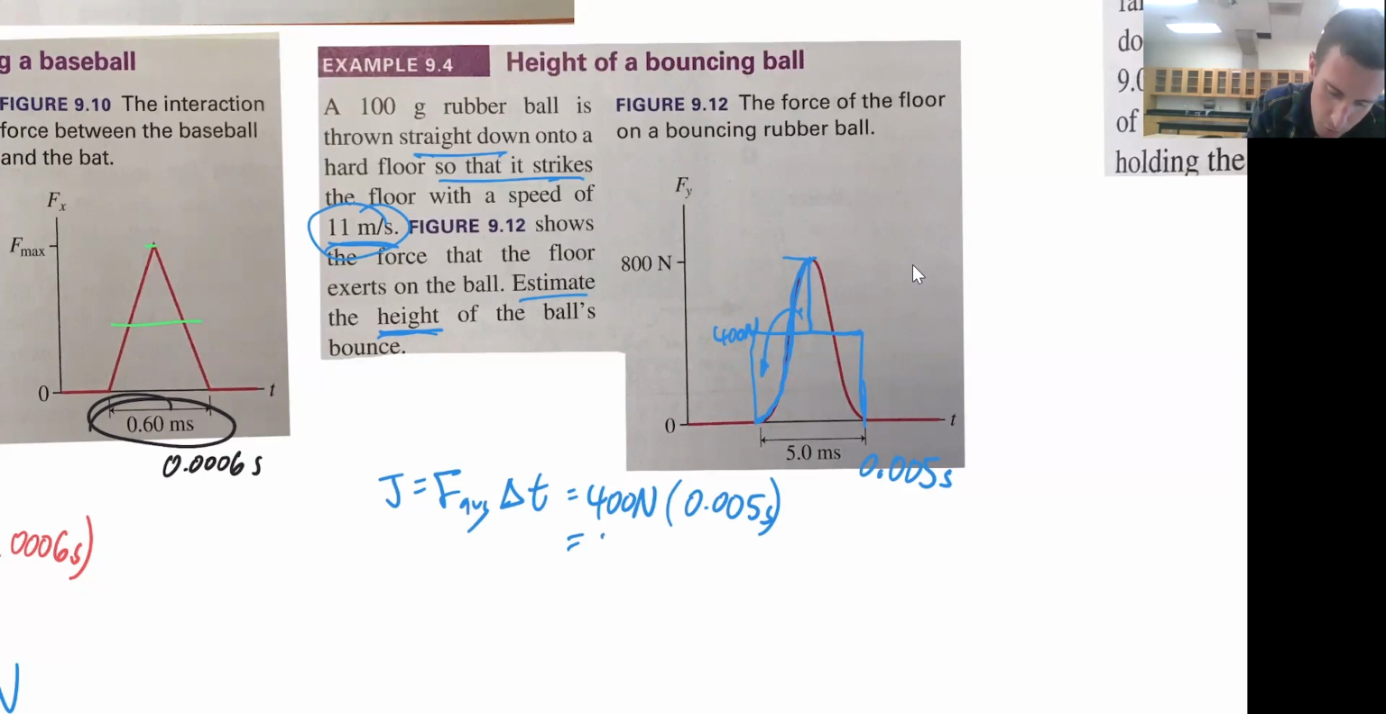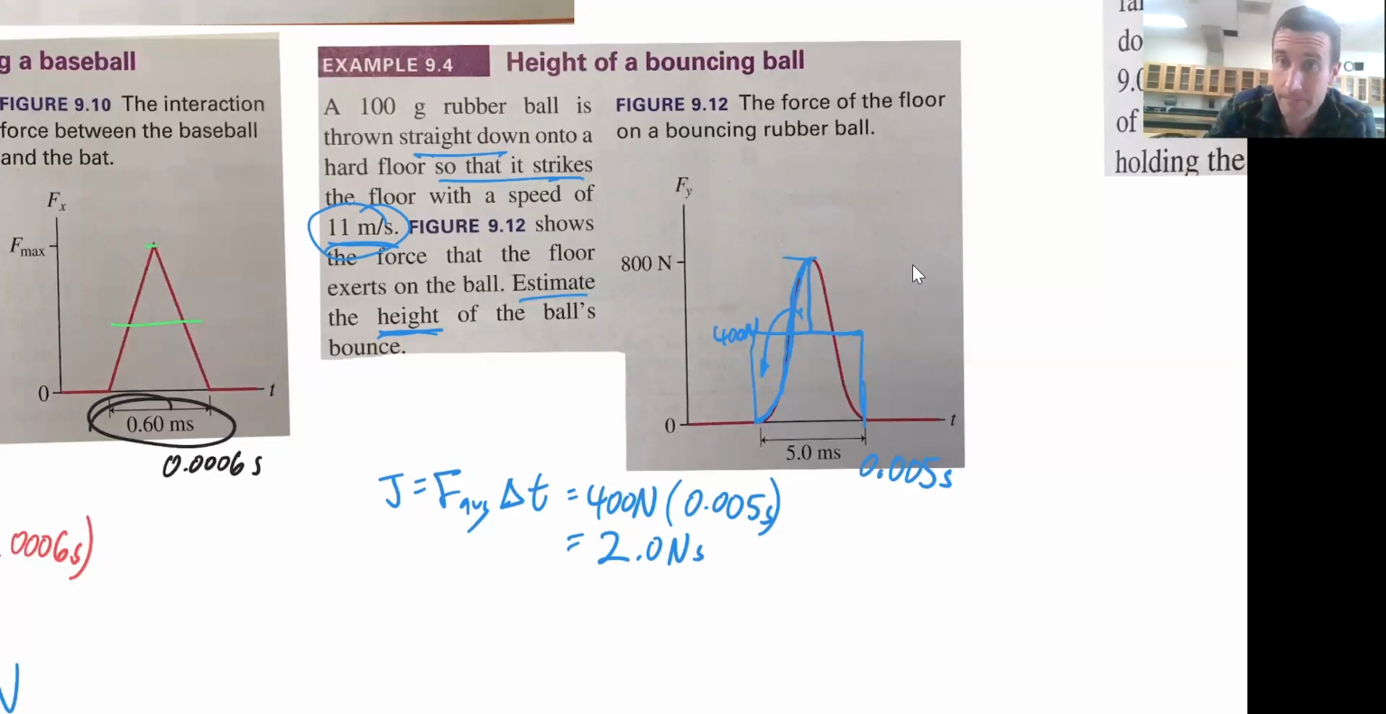Gives me 2.0 newton-seconds, or kilogram meters per second, right? Same units either way. Now I need to figure out my post-collision velocity.